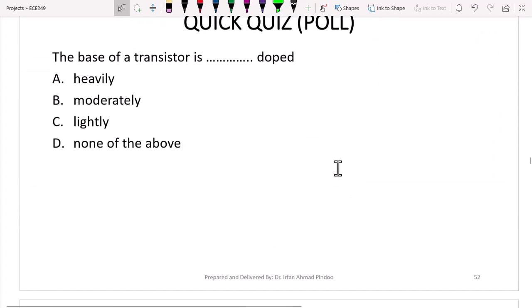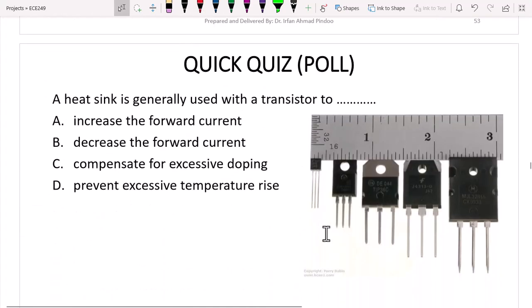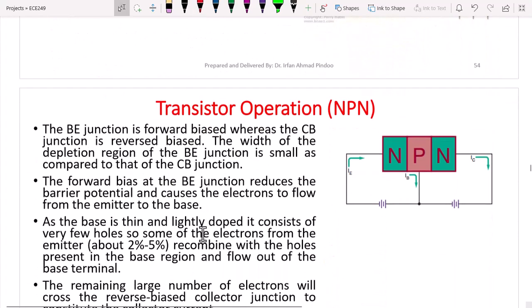So you can answer this question. The base of a transistor is lightly doped. Next question, the element that has the biggest size in a transistor is the collector. A heat sink is generally used with a transistor to prevent excessive temperature rise. Okay, because if more heat is getting generated, then you might have to use these heat sinks also, which will help you to dissipate away the excessive heat.